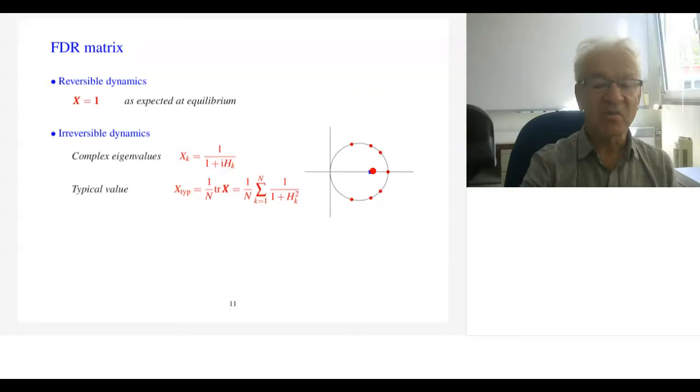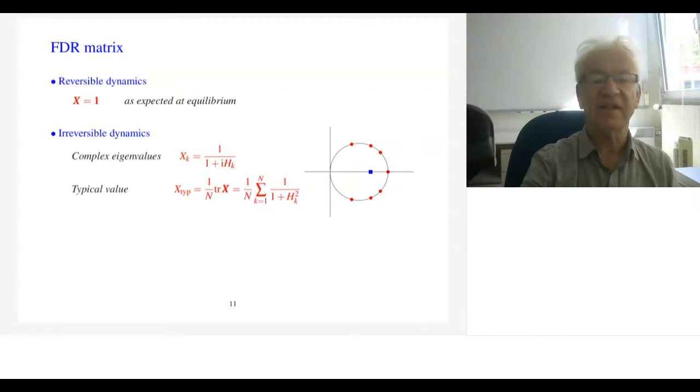Okay, here the blue symbol denotes the center of mass of all these eigenvalues, 1 over n trace of X. If you wish, it is the typical value of the fluctuation-dissipation ratio. If you assume that n is large, and you take an observable which has more or less equal weight onto all these channels, then the observed value of the fluctuation-dissipation ratio at stationarity will be this typical value.